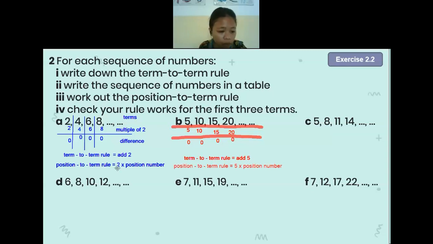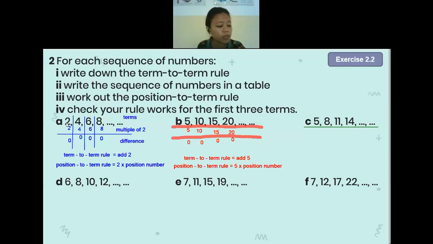Is there anyone having difficulties? I'm still at question B. I haven't moved to question C. Is there anyone? But how do you find the difference of numbers in a table? I subtract it. I subtract 5 minus 5 equals 0, 10 minus 10 equals 0, and so on. We just directly subtract the term and the multiple. Just directly subtract it, done.